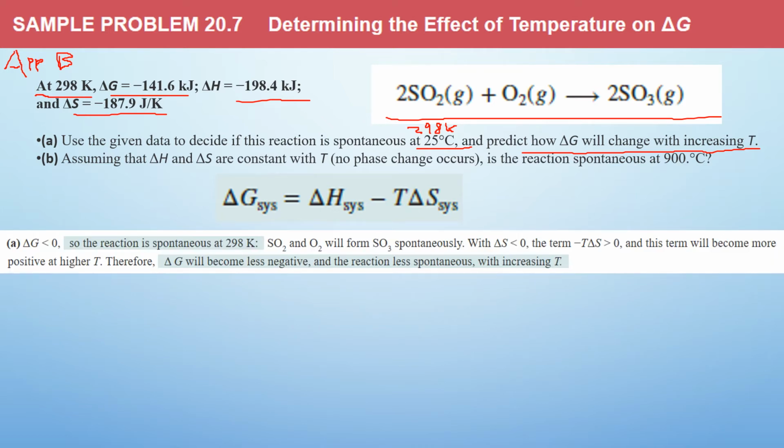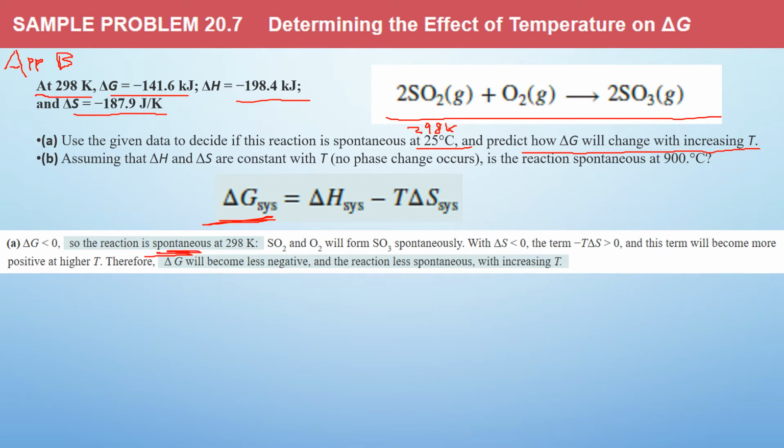Again, to determine whether it's spontaneous or not, you can just look at the sign of the delta G. In this case, the delta G is already given, so it is negative. So we know at 298 Kelvin it is spontaneous.